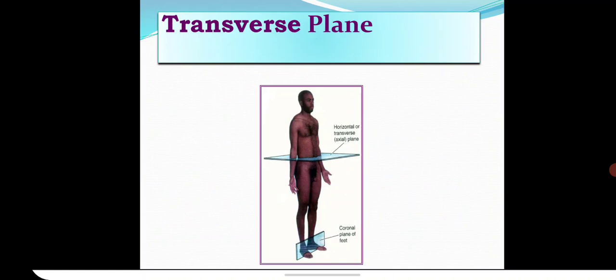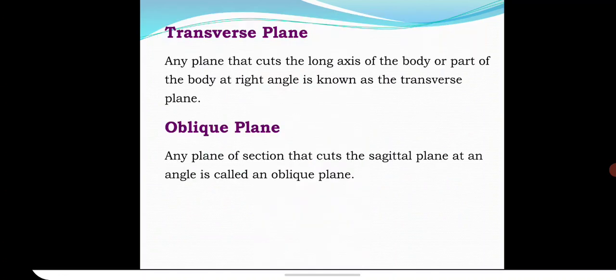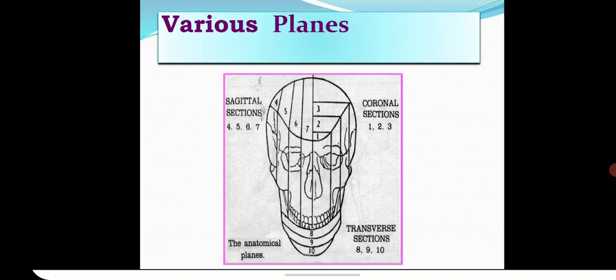This is the transverse plane, dividing the body into upper and lower parts. Any plane that cuts the long axis of the body or part of the body at right angle is known as the transverse plane. Oblique plane is any plane of section that cuts the sagittal plane at an angle. So these are the various planes: sagittal, coronal, transverse.